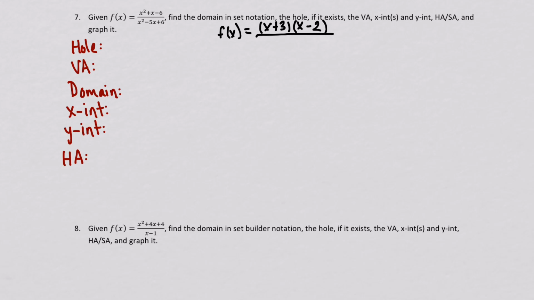The denominator is going to be x minus 6 and x plus 1. No, scratch that. That's wrong. It's going to be x minus 2, x minus 3.